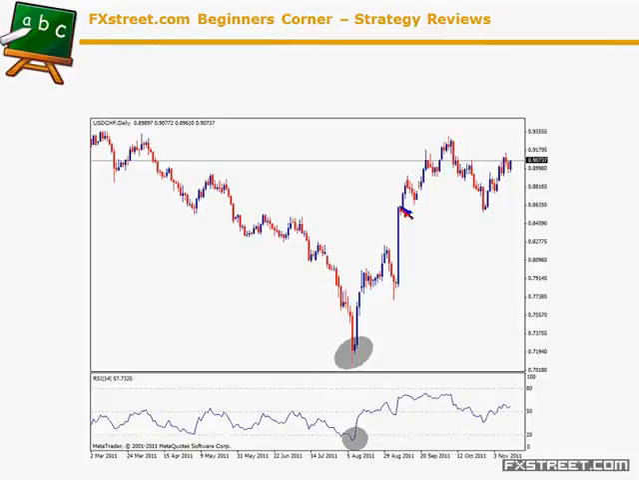Of course, in this particular case, price was also influenced by the Swiss National Bank, which pegged the euro to the Swiss franc. But one way or another, the technical indicator and the price action are acting together with the fundamentals to give me an accurate trading idea. Okay?